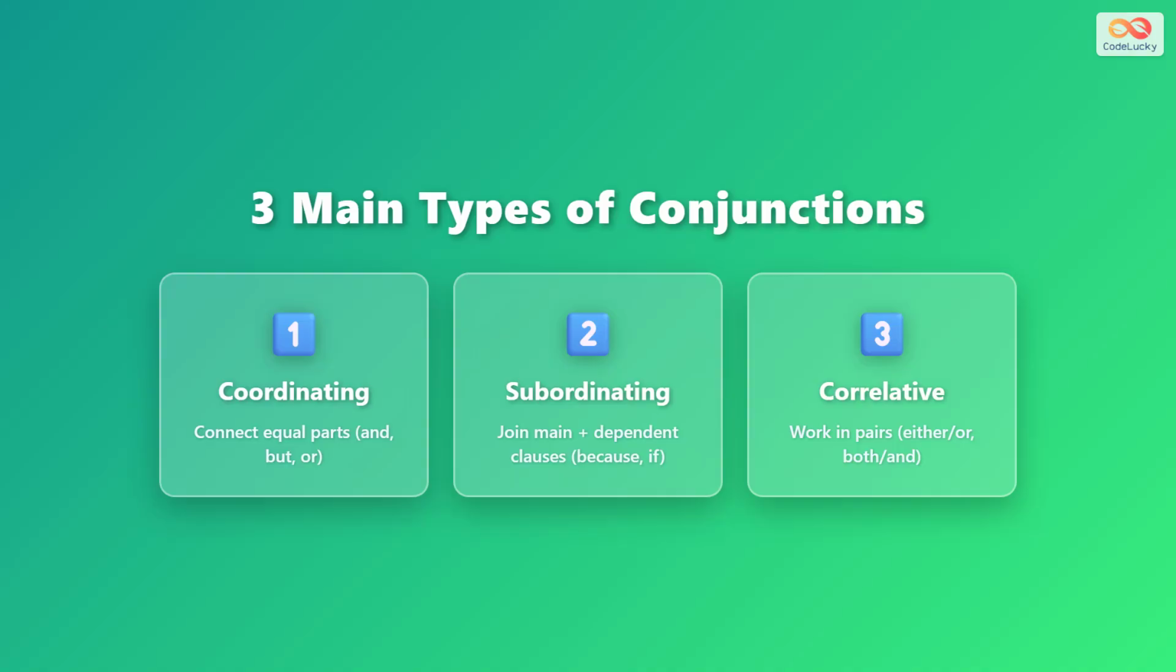There are three main types of conjunctions. Coordinating conjunctions connect equal parts like words or clauses. Subordinating conjunctions join main clauses with dependent clauses. Correlative conjunctions work in pairs to connect balanced ideas.